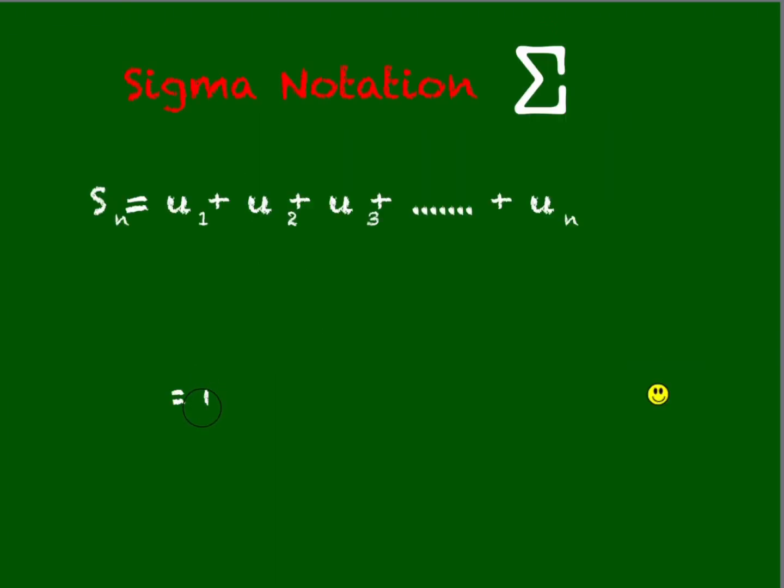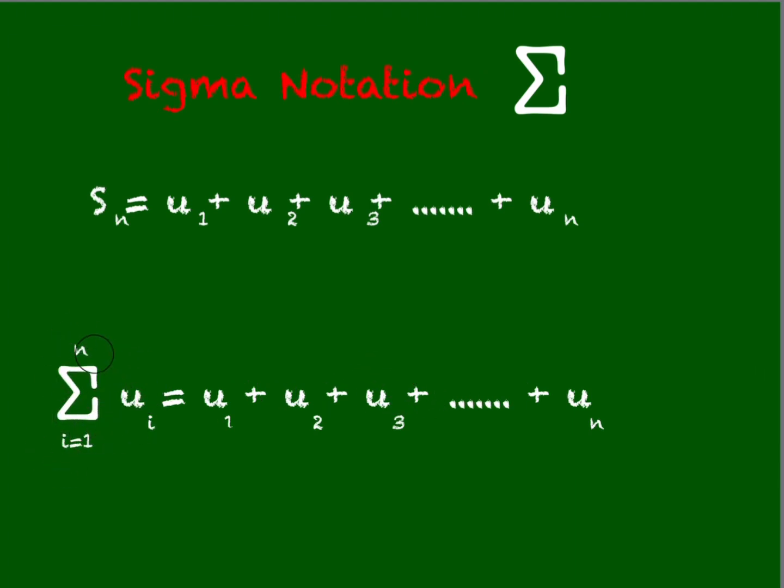Sigma notation is used to compact the sum of numbers in a short and efficient way. For example, if Sn represents the sum of the first n terms of a sequence, instead of writing out each term one by one, we can use sigma notation. This allows us to express the sum of these terms more concisely and clearly, like in the following example.